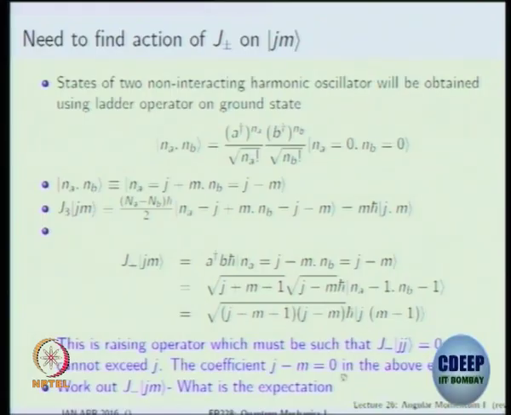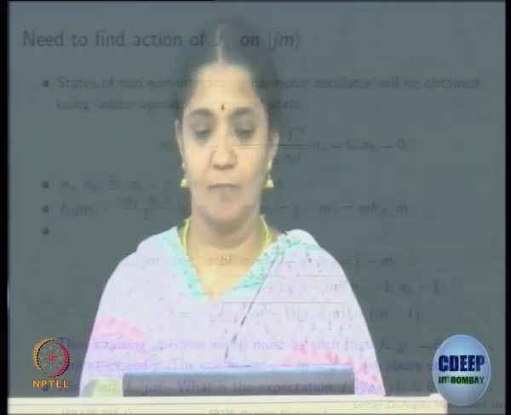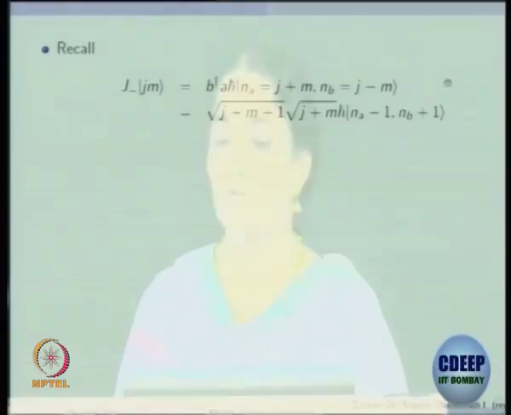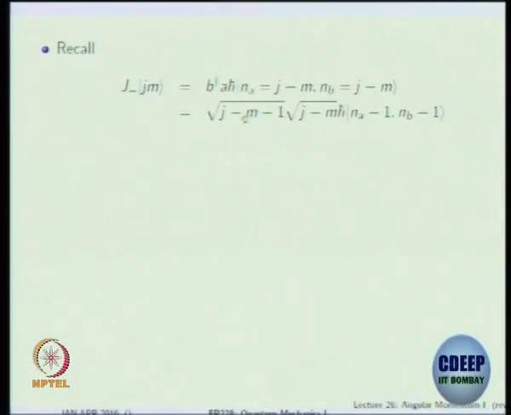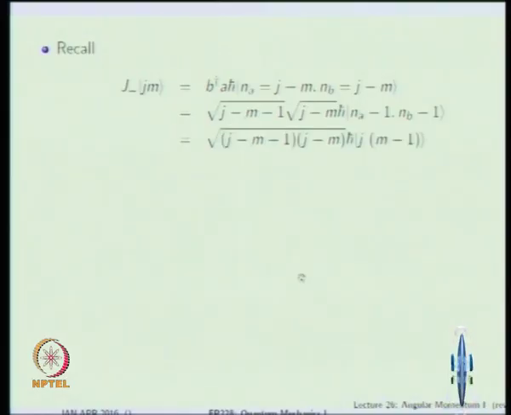Similarly, J minus is a lowering operator, and we have done this also now, and the lowering operator has a lower cutoff. It cannot go beyond M equal to minus J. So, you can check this out. Please re-verify things. You can rewrite it as a lowering operator.